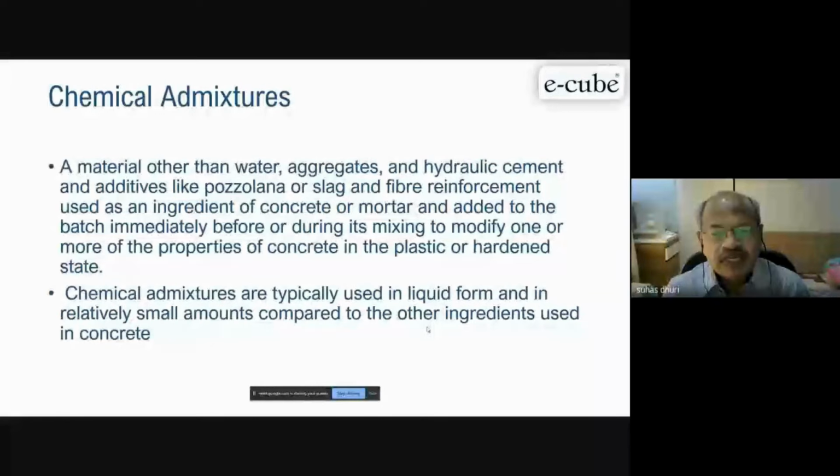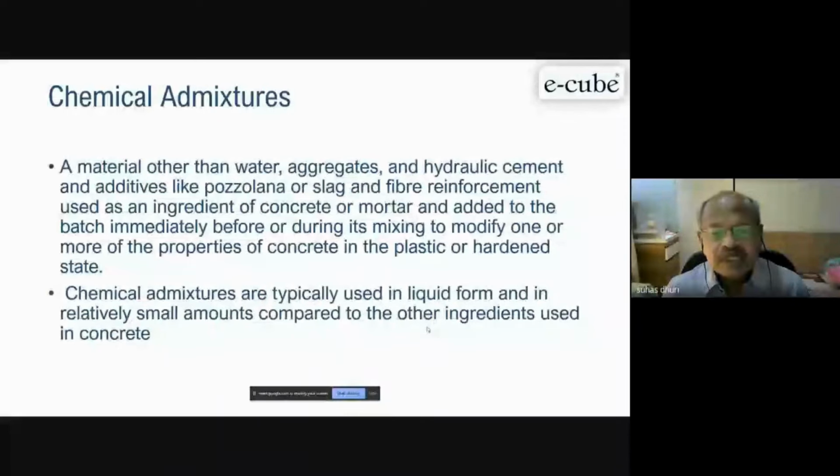Now this effect is basically a temporary effect to handle the concrete. With time this effect diminishes, and then the concrete hardens as regular concrete and develops strength and other parameters with time.